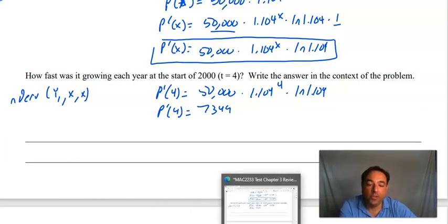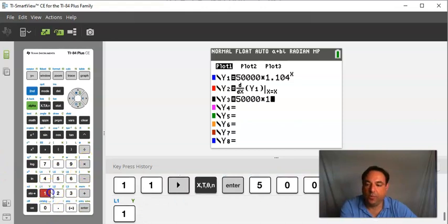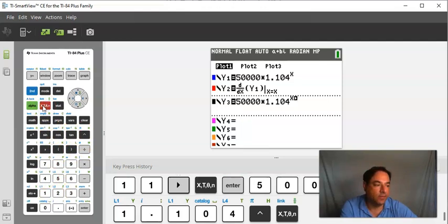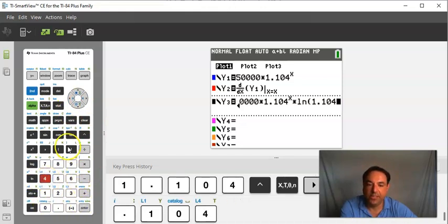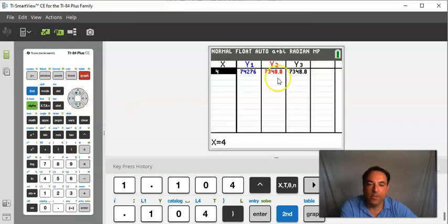And then let's put our derivative in y3 to see if we did it correctly. 50,000 times 1.104 raised to the x, move to the right, times ln of 1.104, close parentheses. Now what's nice about doing this in the calculator is that y2 and y3 should match. So we go to second graph. Notice y2 and y3 match. When we plug in 4, that means everything is correct.